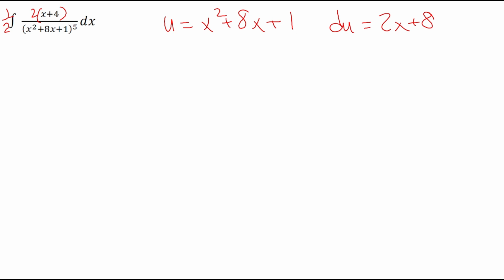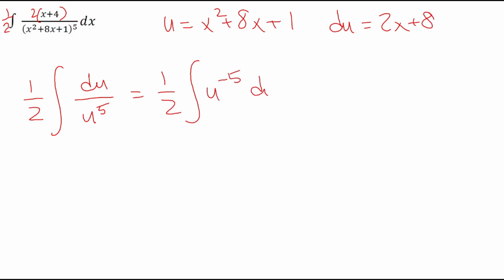For our next one here, we're going to use just, again, that same kind of process. We're going to let u equal the thing that's being raised to the 5th power in our denominator, so x squared plus 8x plus 1. So du is 2x plus 8, which means we're going to have to multiply that x plus 4 by 2 to turn it into 2x plus 8, which means we're going to have to multiply by a 1/2 out in the front. So we've got 1/2 of the integral of du over u to the 5th, or 1/2 of the integral of u to the negative 5 du.